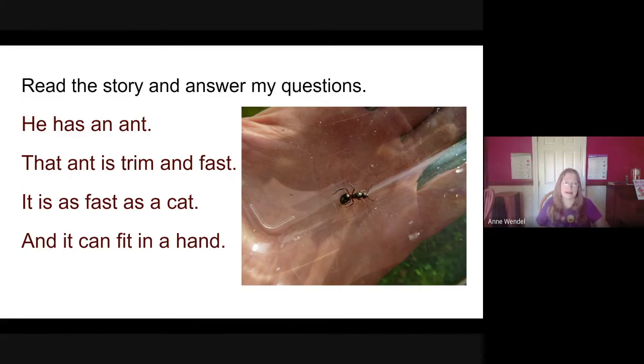He has an ant. That ant is trim and fast. It is as fast as a cat. And it can fit in a hand.